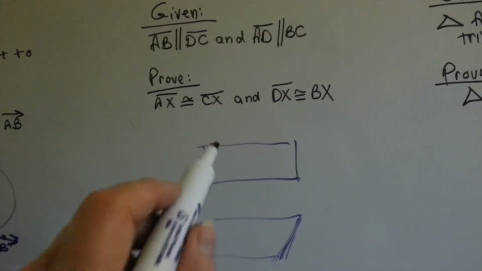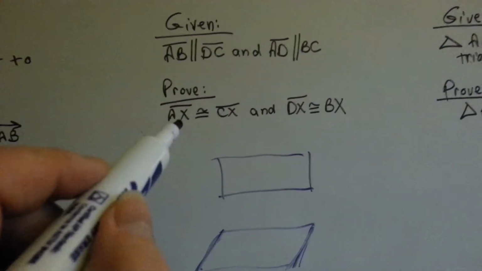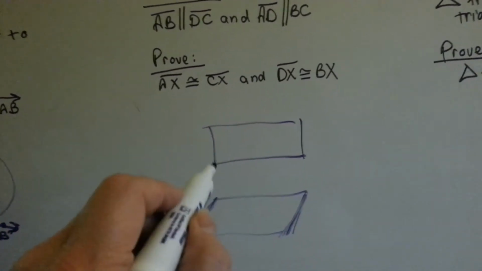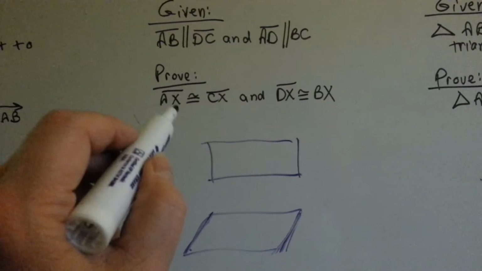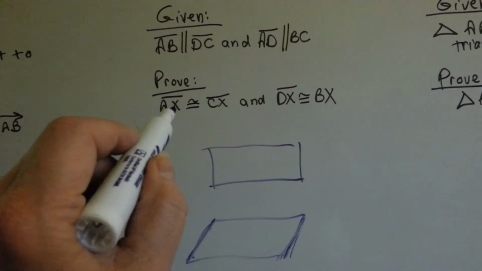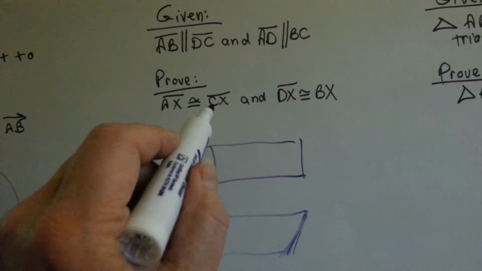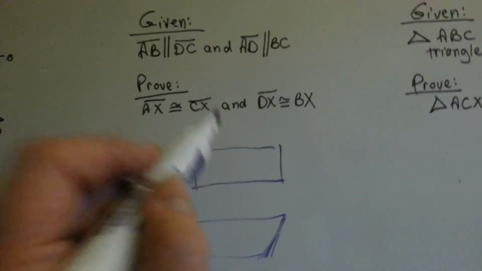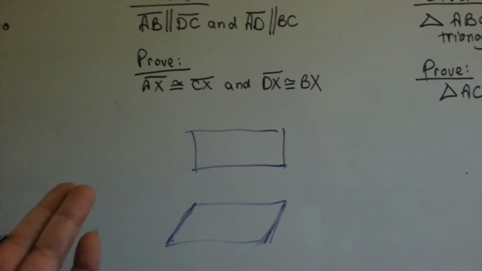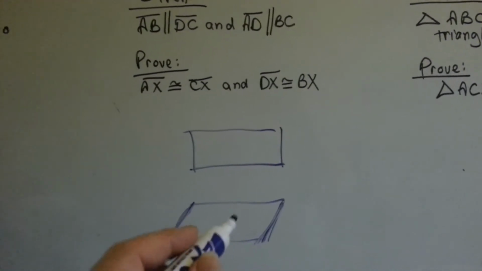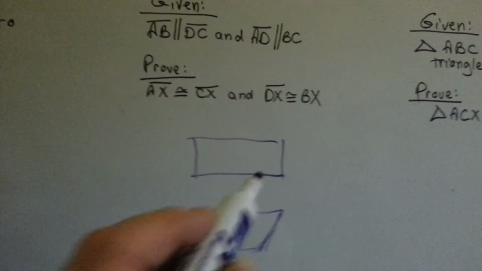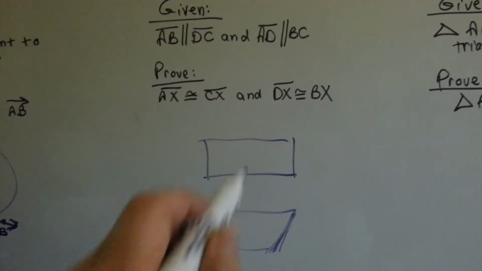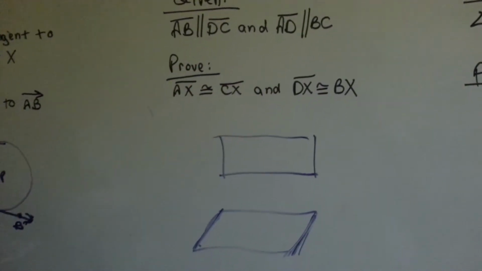Okay, so it's going to be one of these two. And then as you're doing the proof, you'll be able to figure out which one it is, because these have 90-degree angles and these don't. So look at it. It says AX is congruent to CX. Where's X? And DX is congruent to BX. Now, another way you can tell is, what have you been working on in class? Have you been working on parallelograms? Then it's a parallelogram. If you've been working on rectangles, chances are it's a rectangle. That's how teachers work.